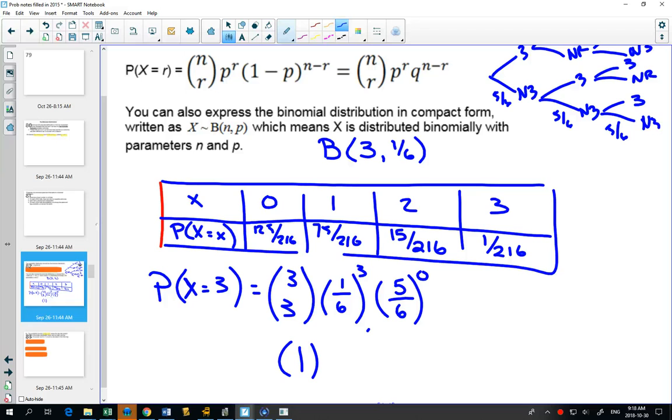And if we add all of these up, 125 out of 216, 75 out of 216, 15 out of 216, and 1 out of 216, that adds up to 100%. So if I decide to roll this die 3 times, it's very unlikely that I'll get all 3 threes. It's most likely that I won't get any 3s at all. Okay? But I could get 1 3, and I could get 2 3s.